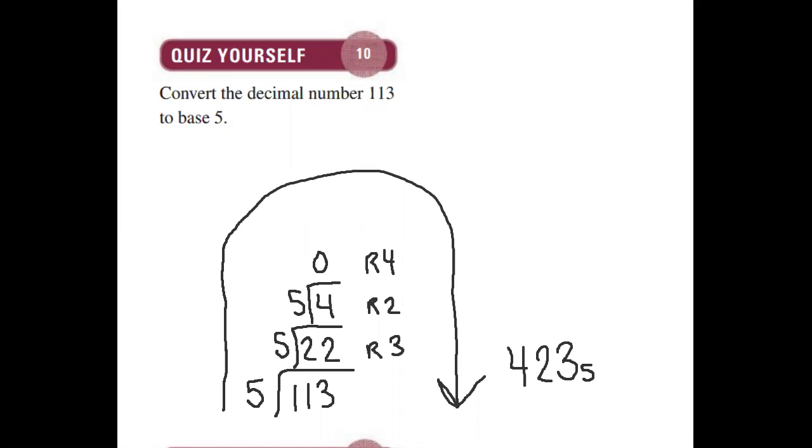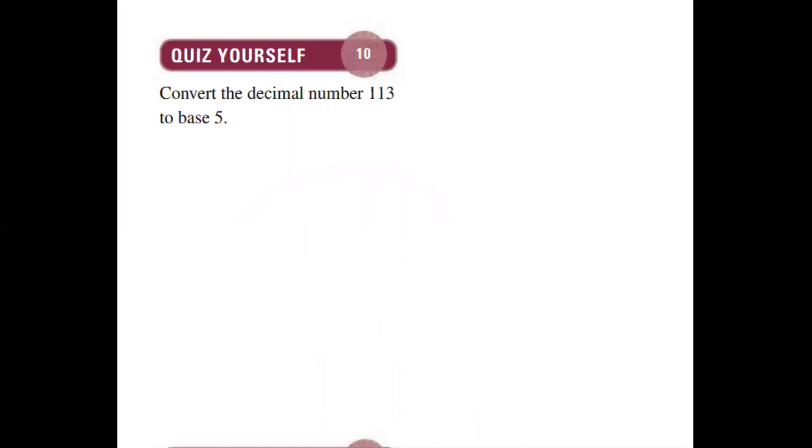So we got the 3 first, but that means it goes in the first position, which is in place value, the rightmost position. And we need the little subscript 5 to know it's not a decimal number, but a base 5 number.